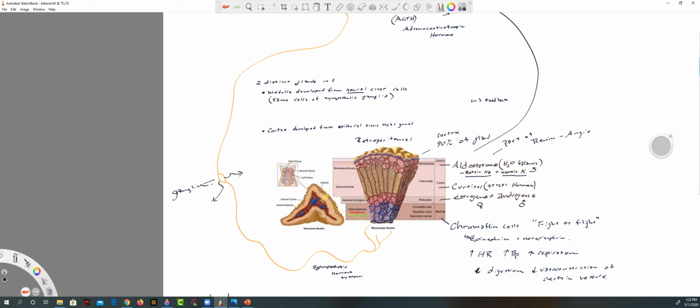So our adrenal gland, our medulla, and the chromaffin cells get pretty much instantaneous information when we are in danger, when we need that fight or flight response.